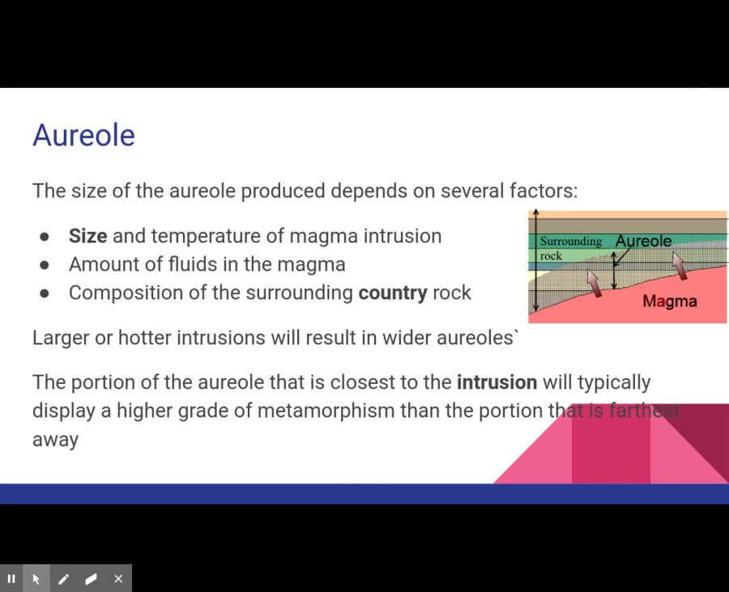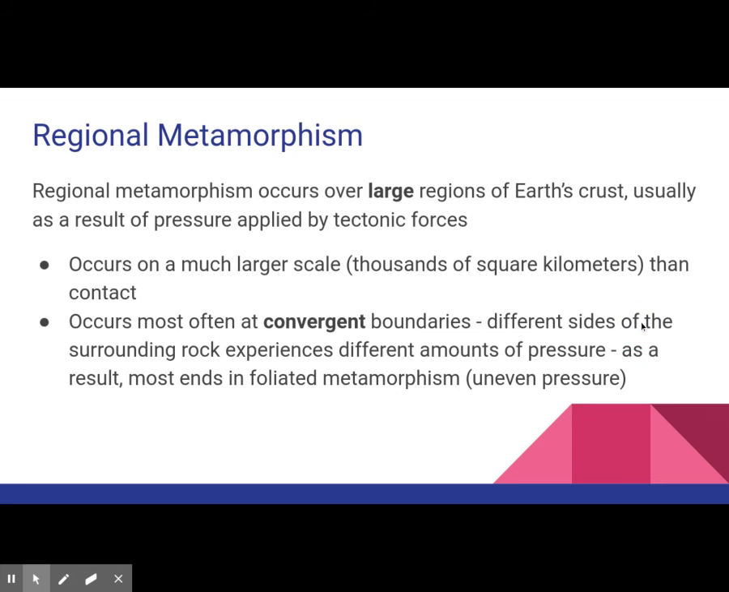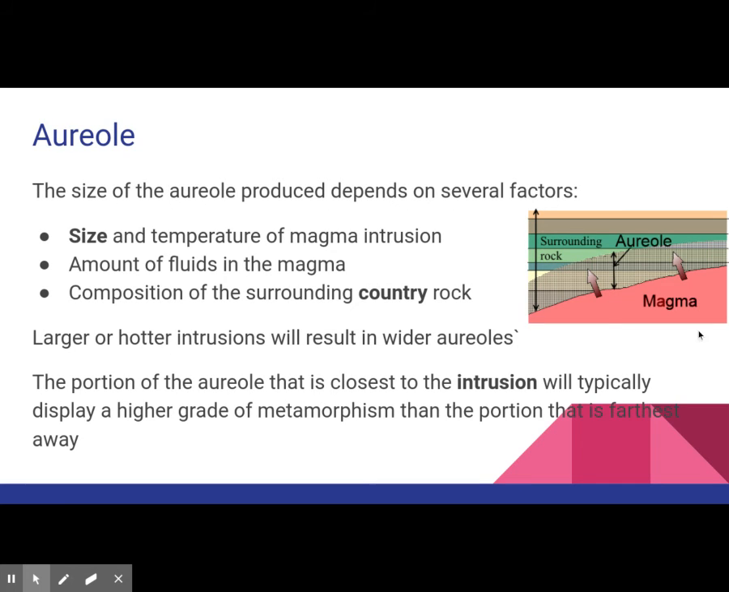So the aureole itself, here's another picture showing this. The size of that new metamorphic rock, or the aureole, is going to depend on a couple of factors. Number one, it's going to be determined by the size and the temperature of the intrusion. So here's our intrusion. Obviously, a bigger intrusion would create a bigger aureole. The amount of fluids that are in that magma will also determine this. And when I say fluids, remember fluids can be a liquid or a gas. So this could be gases that are in there as well.